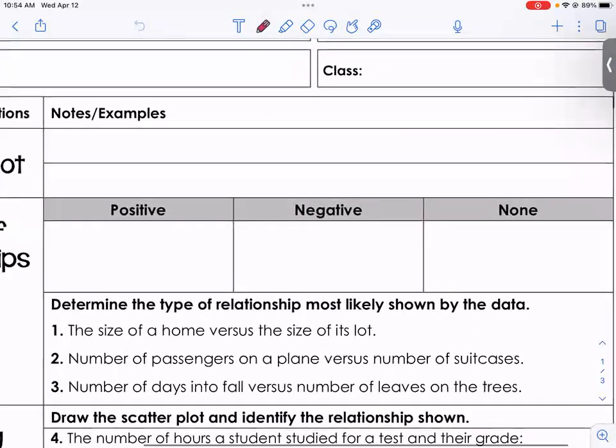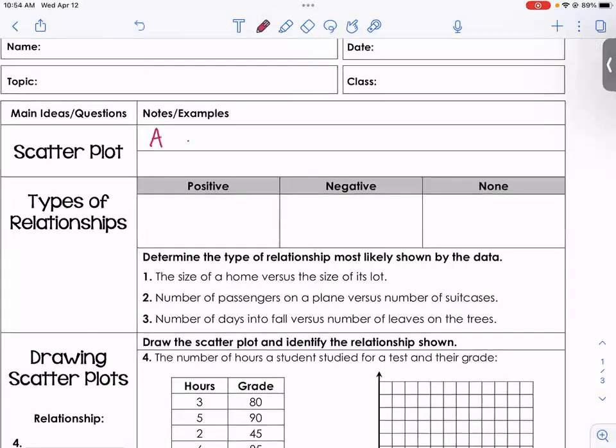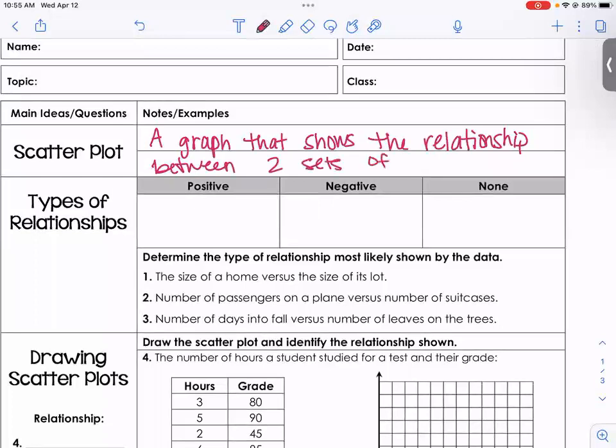Okay, so what is a scatter plot? A scatter plot is a graph that shows the relationship between two sets of data. Yesterday we collected data of number of people and how long the hula hoop took. We plotted those on a graph, and that was a scatter plot.